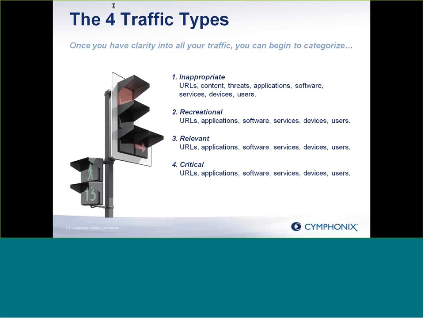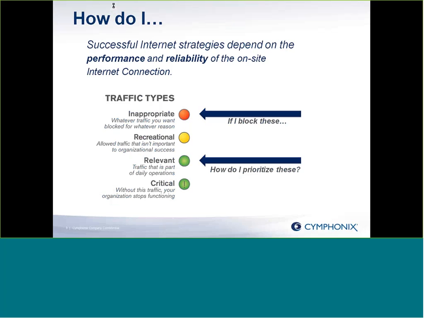Things like that. So the question is, if you're blocking the inappropriate traffic, how are you prioritizing the other 3? Because in all likelihood, the recreational traffic that you have is taking up the majority of your internet pipe.